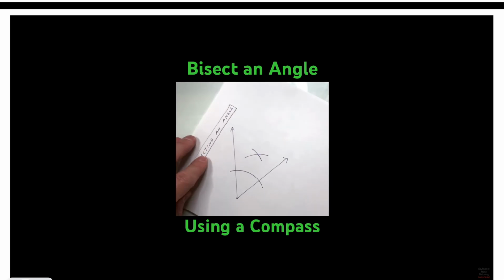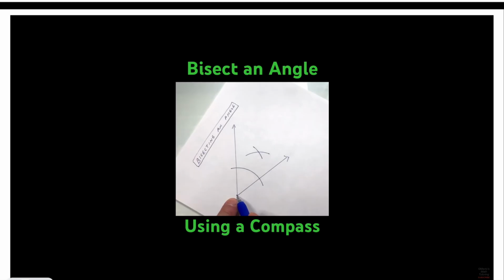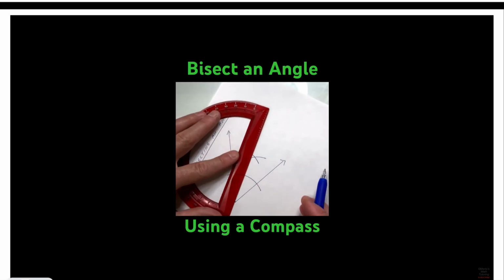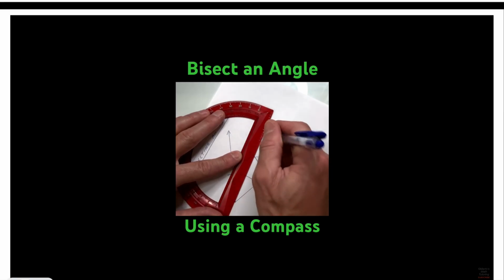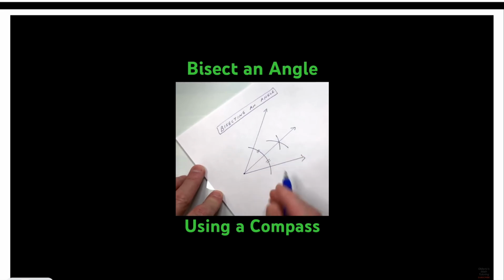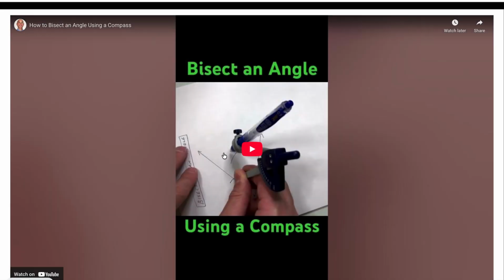And now all we have to do is draw a ray through the vertex of the angle and this point of intersection here, and that's going to effectively bisect the angle. So let's go ahead and do that. And that's it. You can see that this angle here and this angle here are congruent. Great. And so we also want to remember that bisecting an angle or bisecting a line segment means cutting it in half exactly.